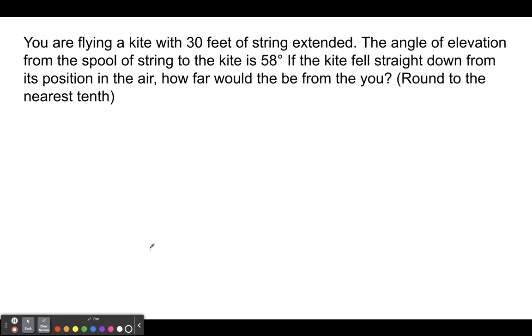So hopefully you did a nice little sketch, which would be basically exactly the same as the previous problem. Okay, there you are. Here's the spool. You have a string with your kite that is 30 feet long. And then we've created this right triangle. And then again, from that spool to the ground, it's 5 feet. Okay. We also know that that angle again here is 58 degrees, which is our theta.